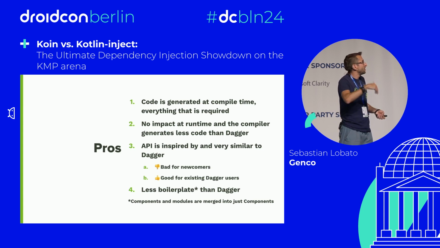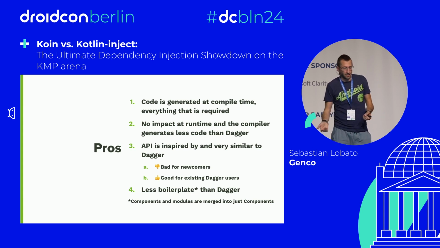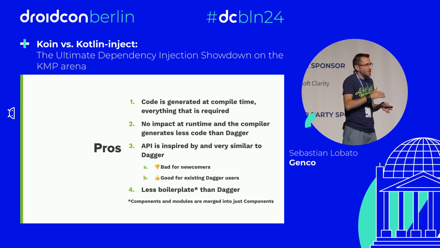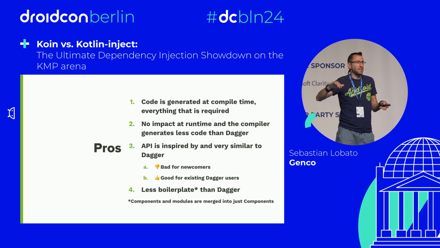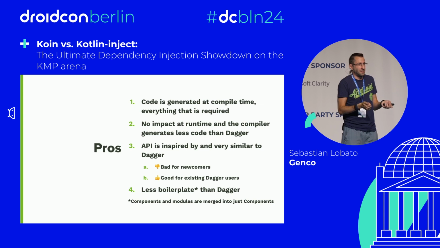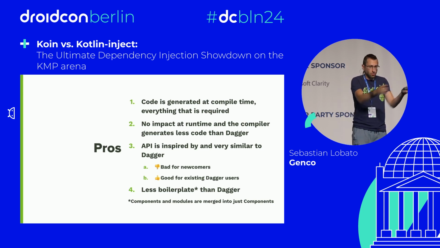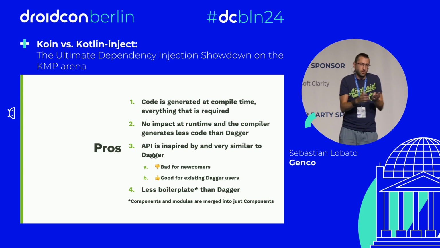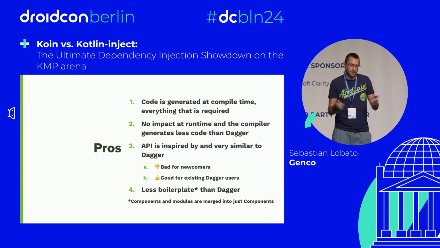Also, the API is very inspired by and very similar to Dagger, which, given the learning curve of Dagger, could be a bad thing, especially for newcomers that haven't seen Dagger or dependency injection ever. But I have a confession to make. I am a big fan of Dagger. I love it. So when I opened Kotlin-inject for the first time and saw that inject and all the scopes and annotations were exactly the same, it was really nice.